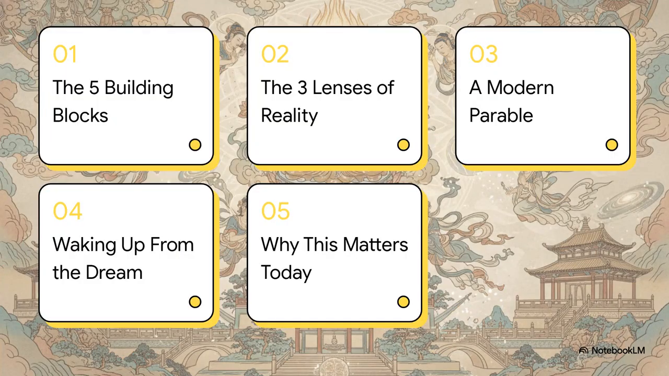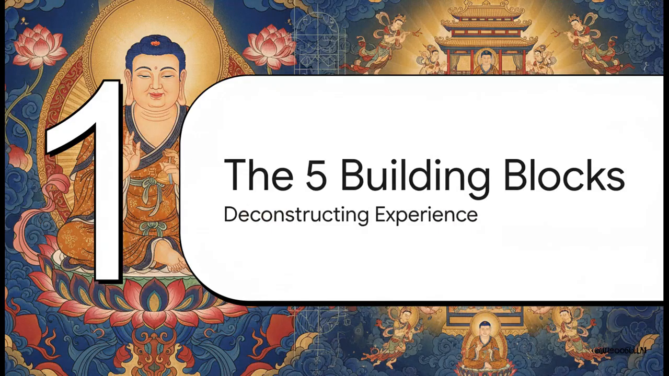So here's how we're going to break this all down. First, we'll look at the 5 basic ingredients that make up any single moment. Then, we'll check out the 3 lenses our minds use to see everything. After that, we'll put it all to the test with a super modern example. And finally, we'll see why this ancient insight is so incredibly useful today. Okay, let's jump in. All right, part 1.